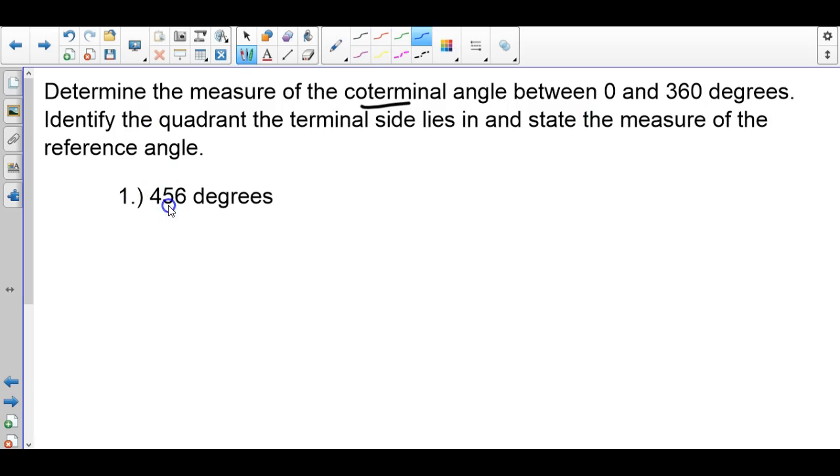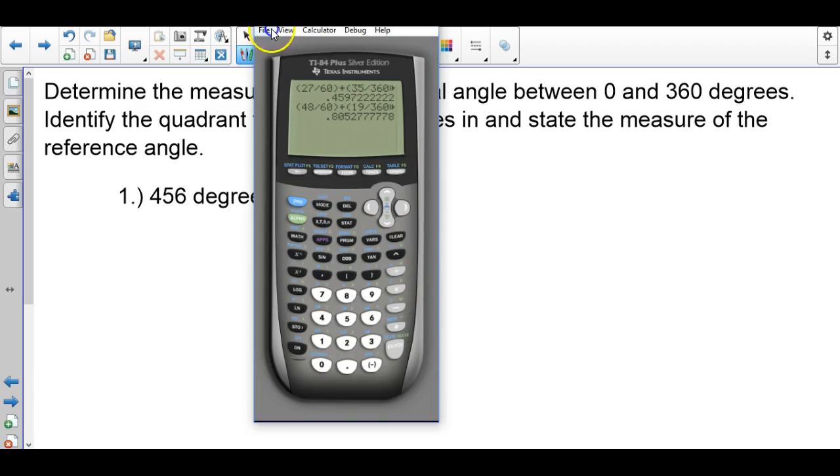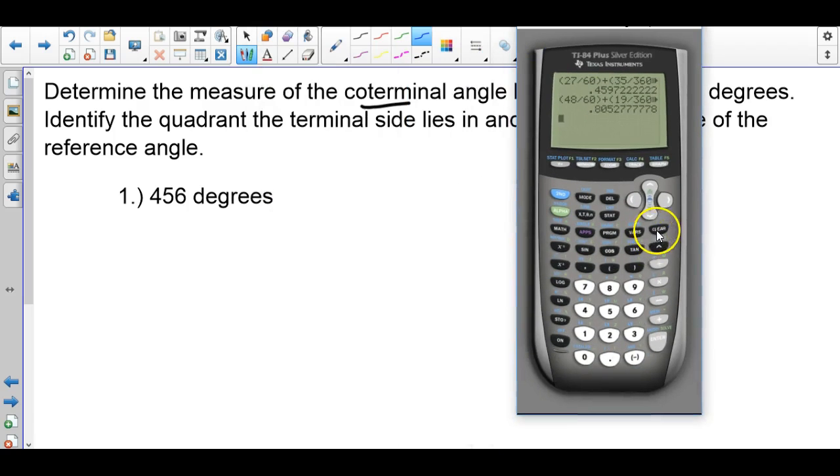So what I'm going to do, and I'll do this in the calculator, 456 degrees definitely means I'd be going around the circle more than one time. So I'm going to take my 456 and divide by 360 degrees. What this is going to tell me is that I am going around the circle 1.26 times. Okay, so I know a full circle is 360. So what I'm going to do is just take the decimal part of that. So I'm going to subtract off my whole number part, which is 1, and this gives me the decimal part.